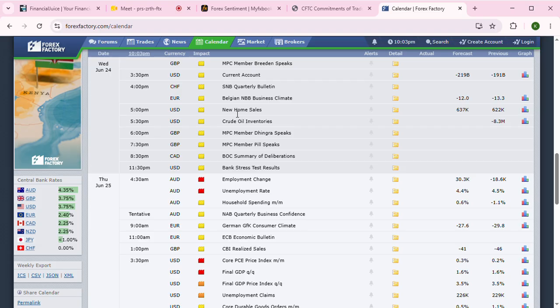That is now where the Audi is a base currency. Remember, the base currency is the first one. The quote is the second currency. I hope you do understand that.